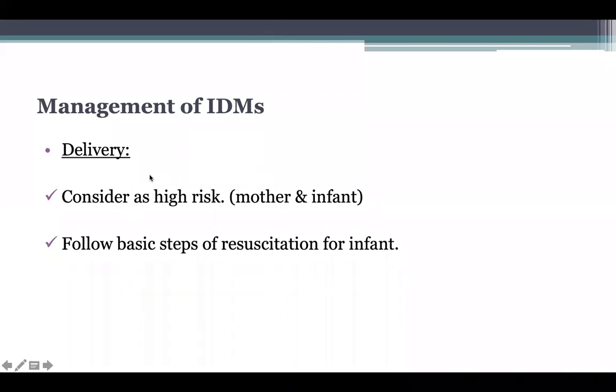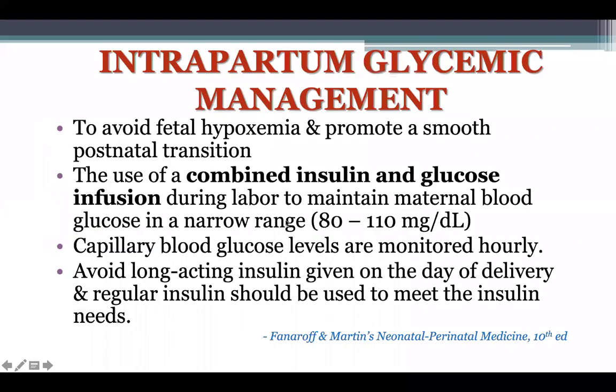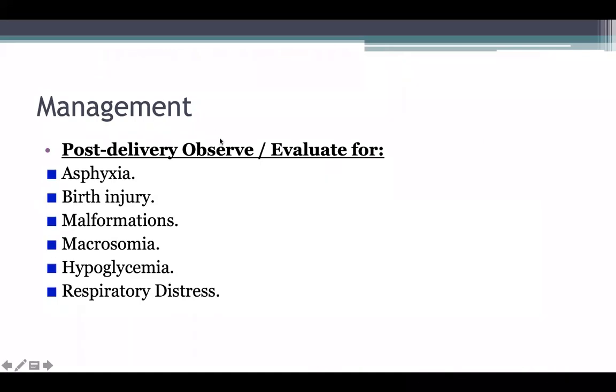So always consider these IDMs as high risk delivery for both mother and infant, and you have to follow the standard basic steps of resuscitation. And insulin glucose infusion is not required; you have to avoid it in the mother. At delivery, you have to observe for any asphyxia, birth injury.